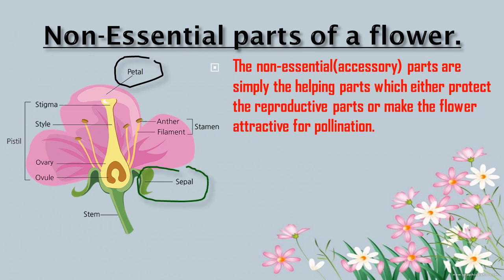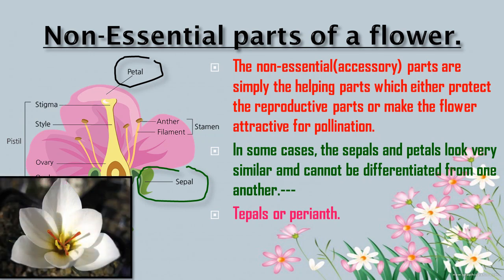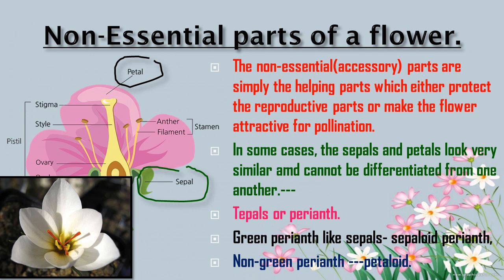These non-essential parts will be either petals or sepals, and in some cases the sepals and petals look very similar and cannot be differentiated from one another. They are then called tepals, or collectively they are known as the perianth. That means we will not differentiate between sepals and petals, and they will look alike. So these are called tepals or perianth. And students, here is the example of the perianth. When the perianth is green like the sepal, it is described as a sepaloid perianth, and when the perianth is non-green in color, it is described as a petaloid perianth. Okay, so these are the non-essential parts of a flower.